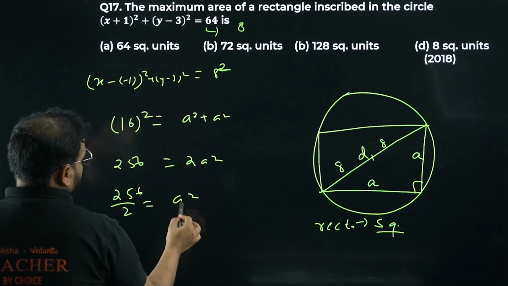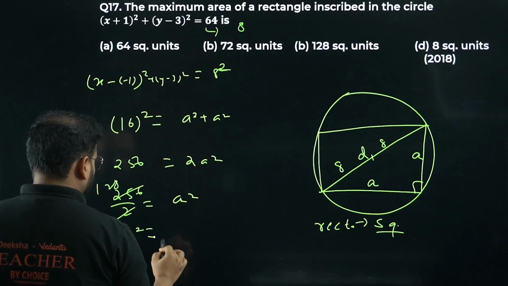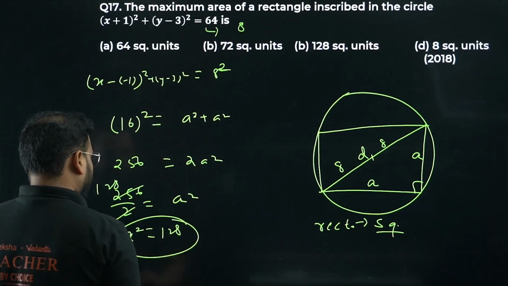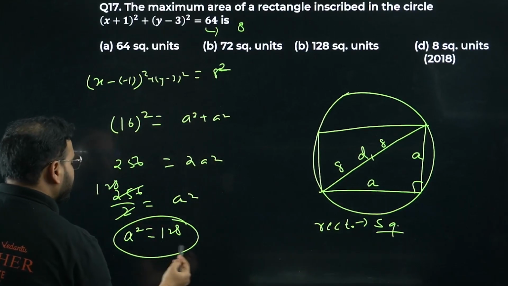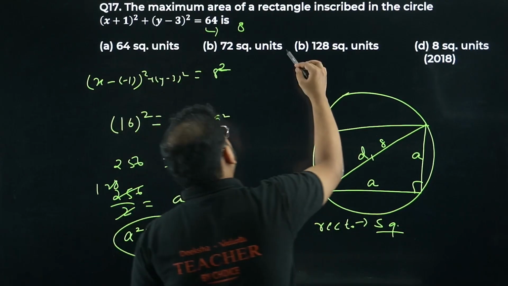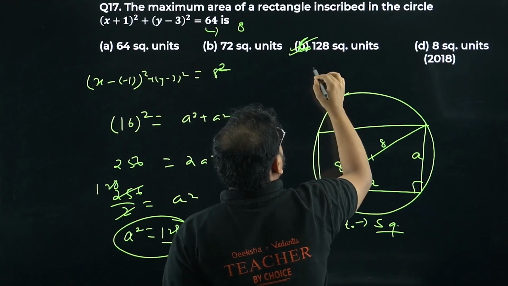A square is 128. So I'm getting a square as 128. Now a square with side a and a, what is the area? A square is coming as 128. The option will be B. Okay, sorry, the option C.